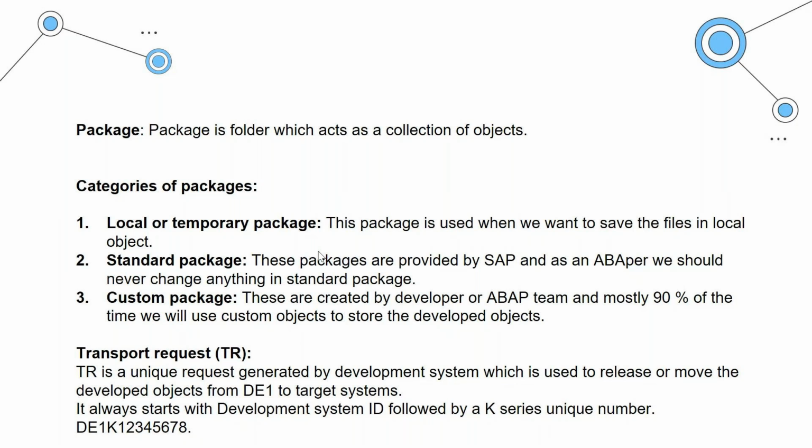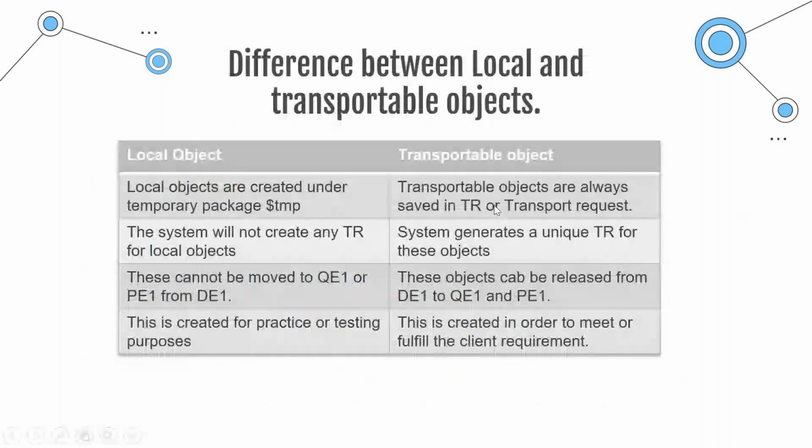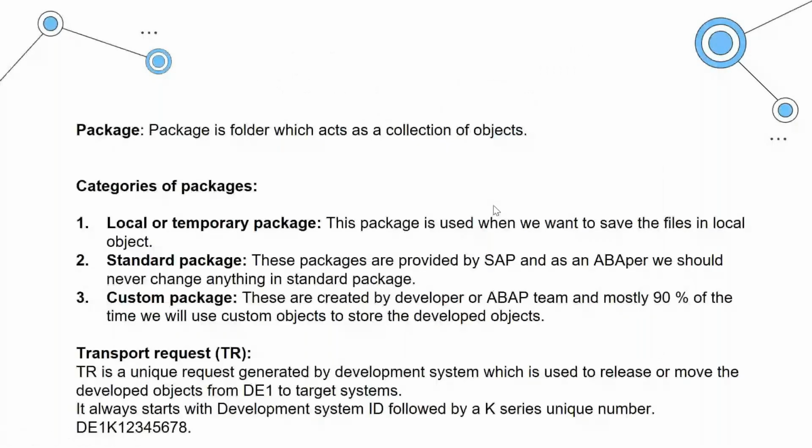Okay, then lastly, transport request. We were talking about transport request now. We have seen a glimpse of a transport request. A transport request is a unique number that gets generated in the development system. Always remember, a transport request is only created in the development system. It cannot be created in the quality or production system or any other system. Doesn't matter if your project has 10 systems, it can only be created in the development system, and the transport request will have a unique number.